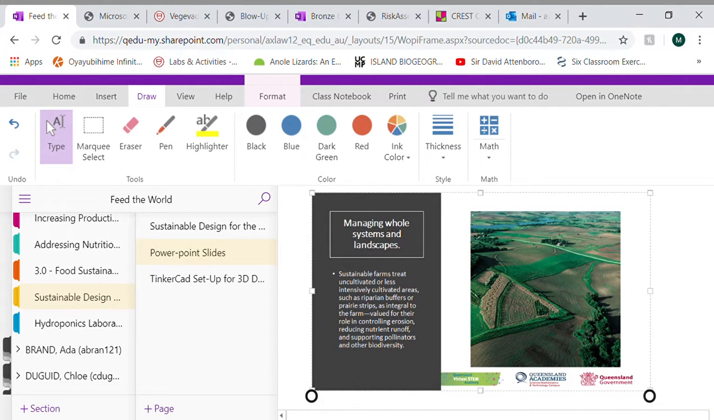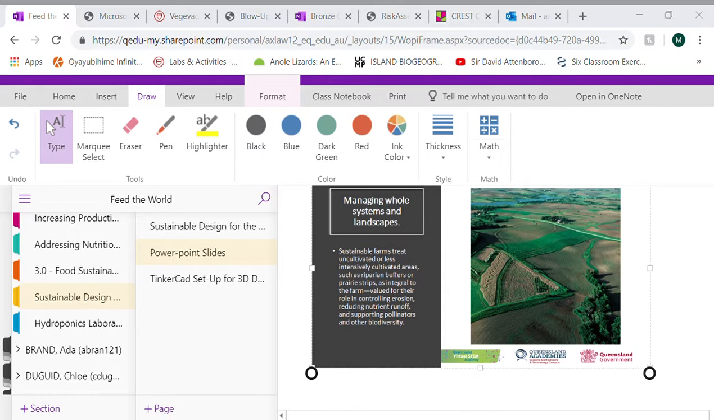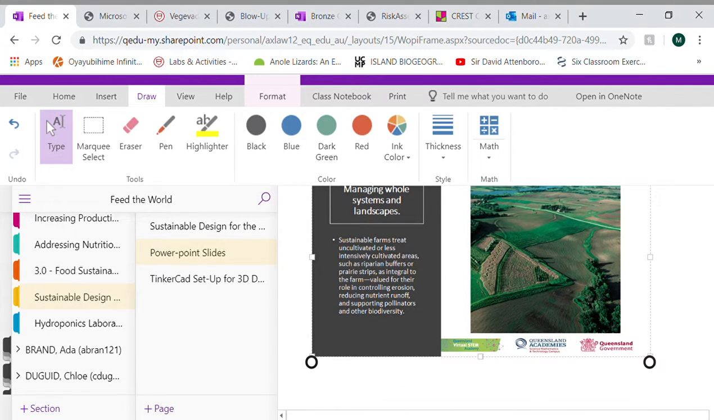And then finally, looking at managing whole landscapes. Sustainable farms treat uncultivated or less intensely cultivated areas, such as riparian buffers or prairie strips, as integral to the farm. We need to value these for controlling erosion and reducing nutrient runoff, but it also supports pollinators and offers an increase in biodiversity.